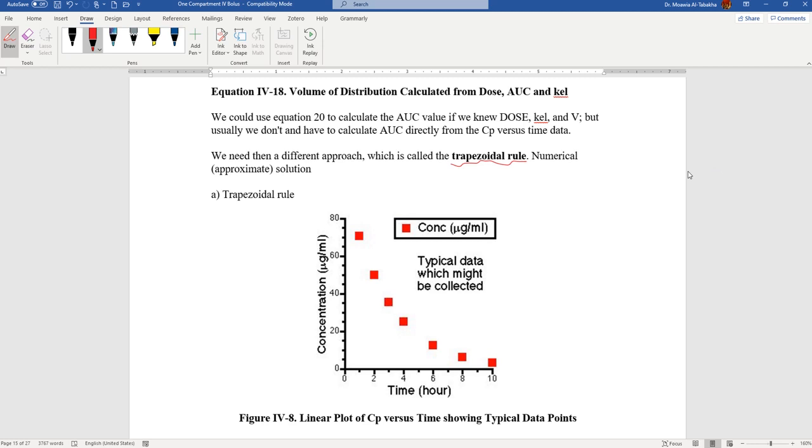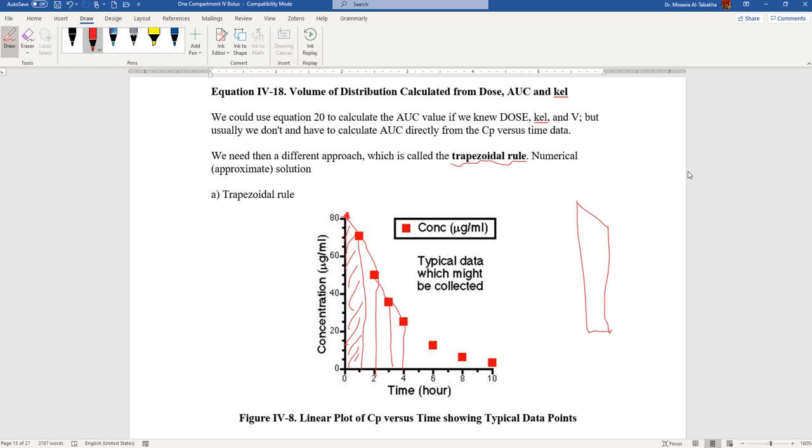For example, if you look here, let's say this is your CP0, and this is CP at 1 hour, and then CP at 2 hours, 3 hours, and so on, 4 hours. So we are dividing it into segments, and we are calculating the area of each segment. We are assuming that this area or this shape is a trapezoid.